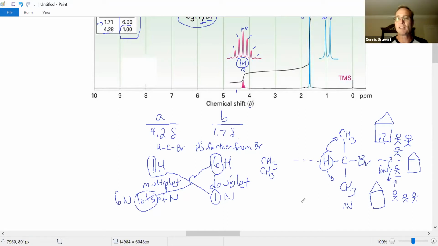Same deal up here. Hey, talk to these hydrogens. How many neighbors do you have? We have 1 neighbor living next door. So that means the peak that these hydrogens make is split by 1 neighbor. It's going to be split into a doublet. And that's what happens. We see a doublet. Cool. Hey, that's the molecule. It's 2-bromopropane. We just elucidated the structure. Yay.